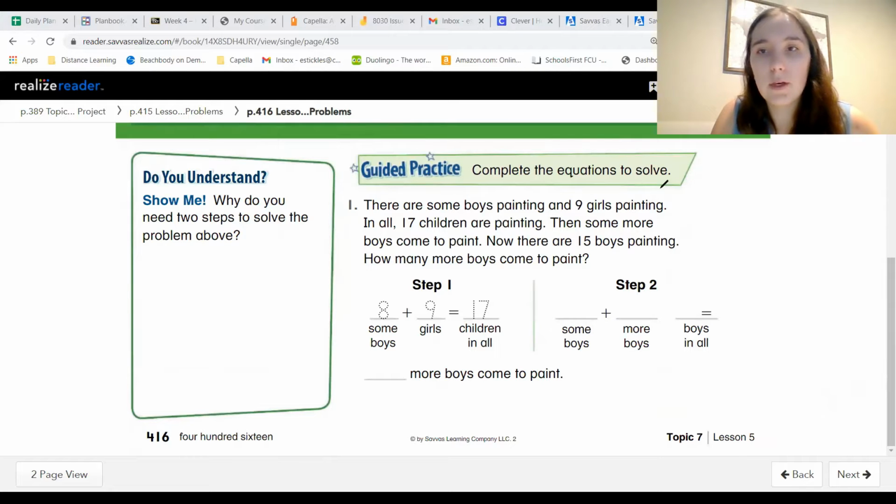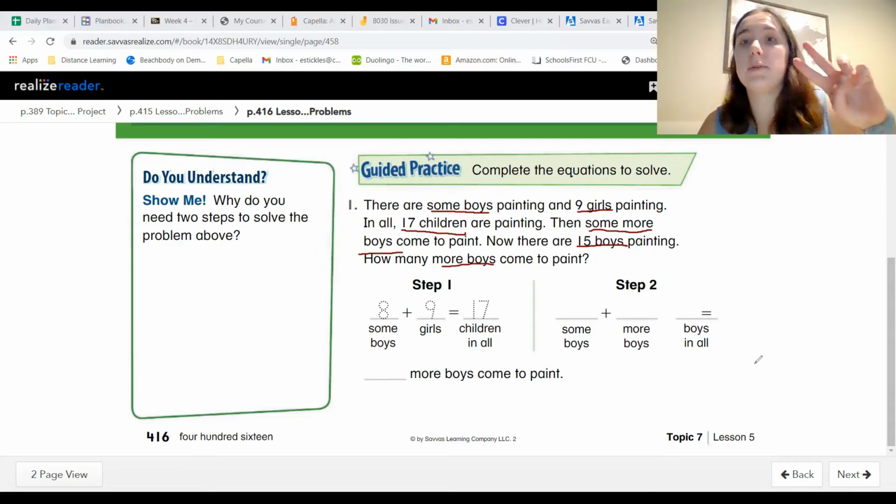Okay, it says complete the equations to solve. There are some boys painting and 9 girls painting. In all, 17 children are painting. Then some more boys come to paint. Now there are 15 boys painting. How many more boys come to paint? So there are 2 steps to this.